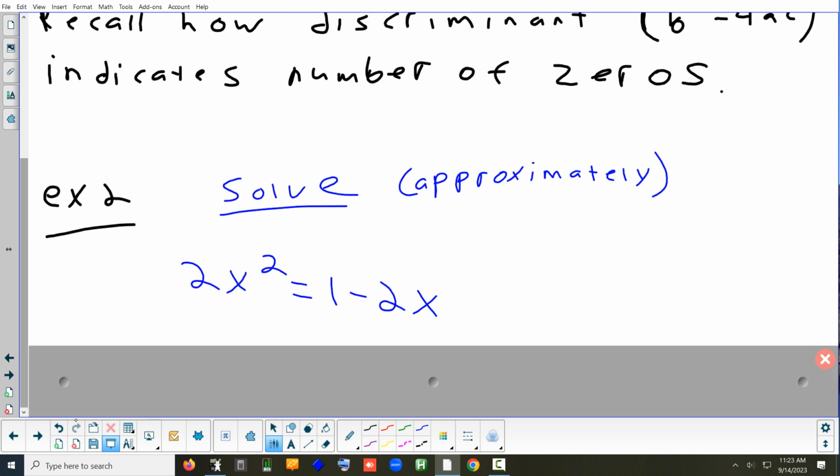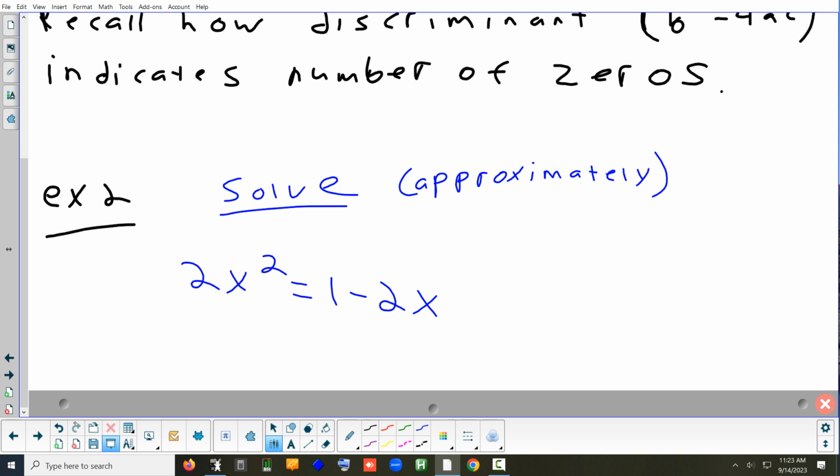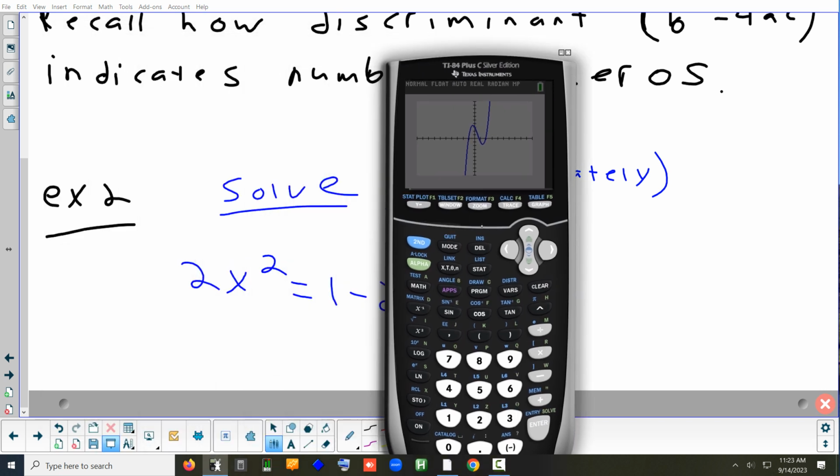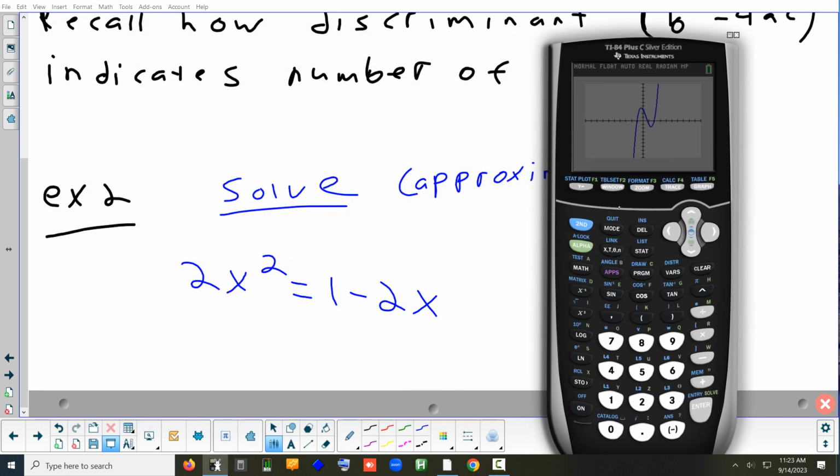Okay, so let's solve this. Since it says approximately, I'm okay with using the calculator. If it said solve exact, we would probably have to either try to factor it or use quadratic formula. Okay. If I wanted to type this in so that I can put all of it in y1, I need to get it equal to 0, just like we were going to factor it. So what could I type in on y1 if I get that equal to 0?